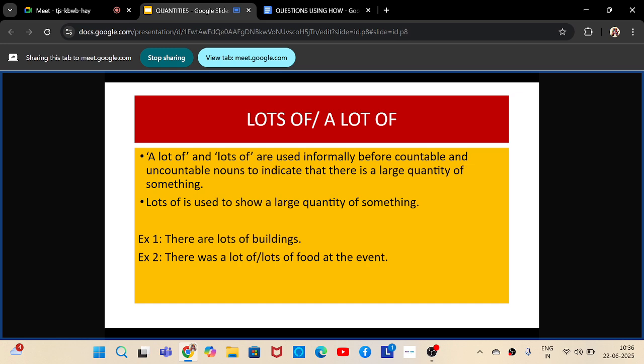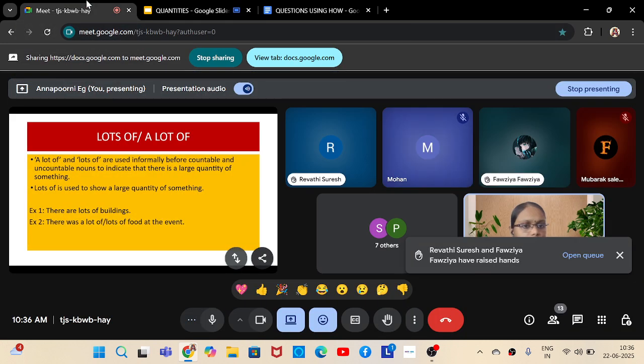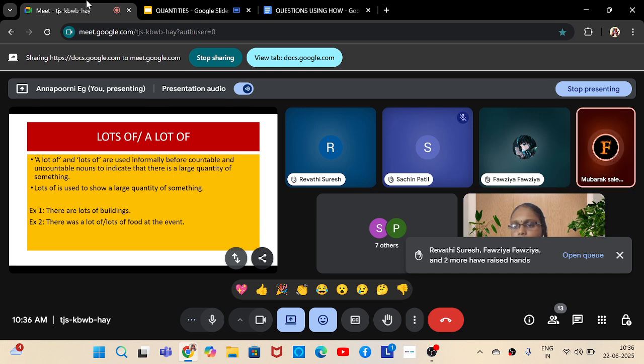Okay, so somebody can read the two sentences. Miss, can I? Yes. There's a lot of building. There was a lots of food at the event. Actually, first sentence, there is illa, there are.